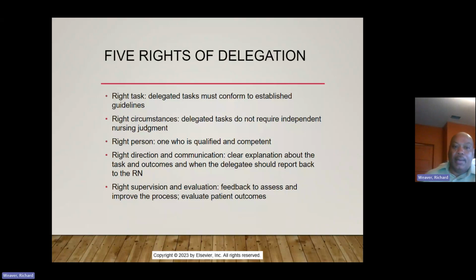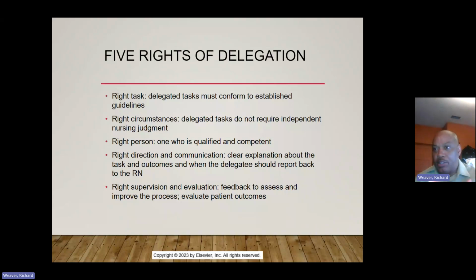All right. The fourth one is the right direction and communication. What this means is to give a clear explanation about the task, the data that is to be collected, and what the expected outcomes are. Also allow the delegatee to ask clarifying questions. If they don't understand what is being delegated, allow them to ask questions. And indicate when the delegatee should report back to the RN.